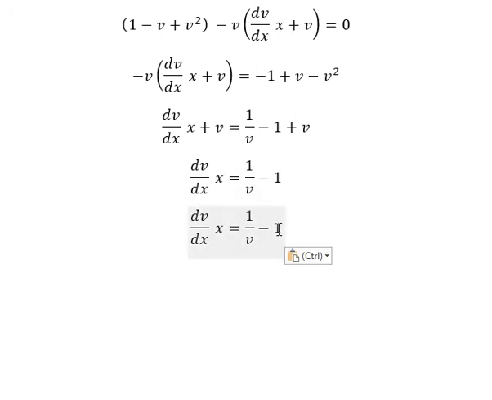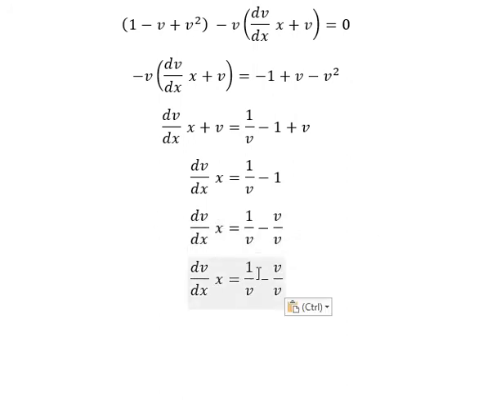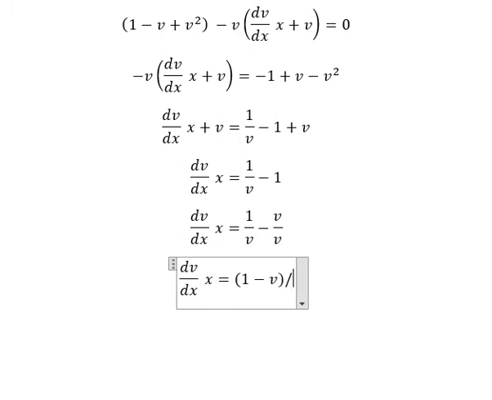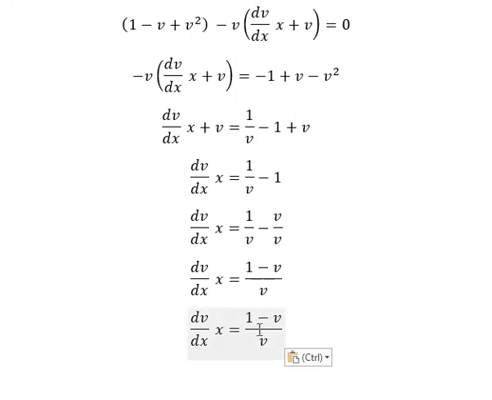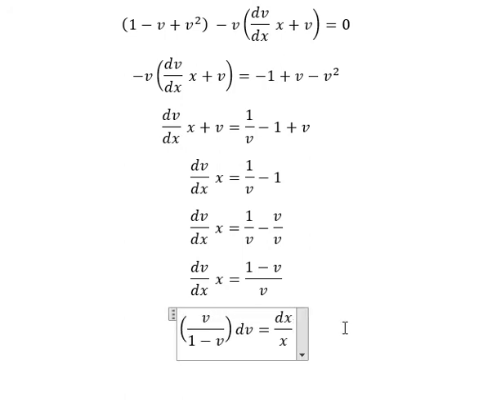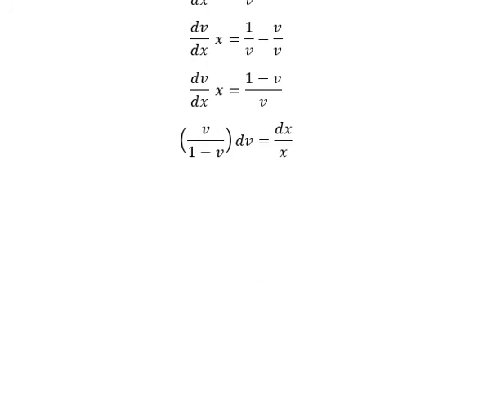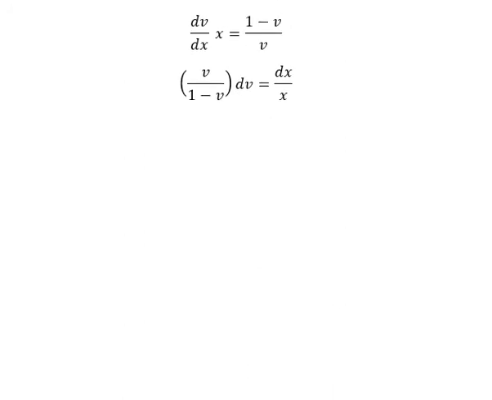Number 1, we can do a common denominator. So this one we will have 1 minus v over v. So this one we put on the left, the s and s we put on the right. Next, we put the integration for both sides.